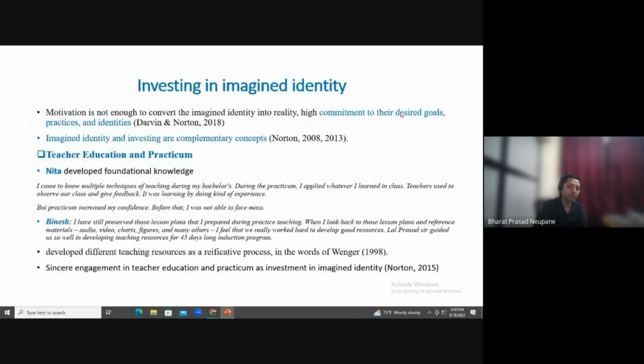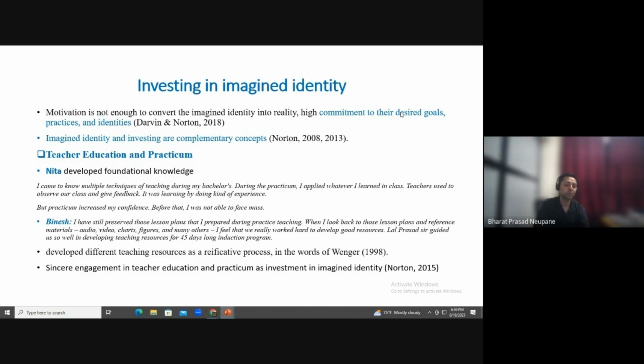And from teachers' experiences, we came to know that their engagement in teacher education and practicum has helped them a lot to acquire these resources, skills, attitude and knowledge to join their professional community. And teachers' stories revealed that these different programs have helped them to develop this knowledge. Neeta developed foundational knowledge of English language teaching through teacher education program and practicum. She confessed, I came to know multiple techniques of teaching during my bachelor's. During the practicum, I applied whatever I learned in class.